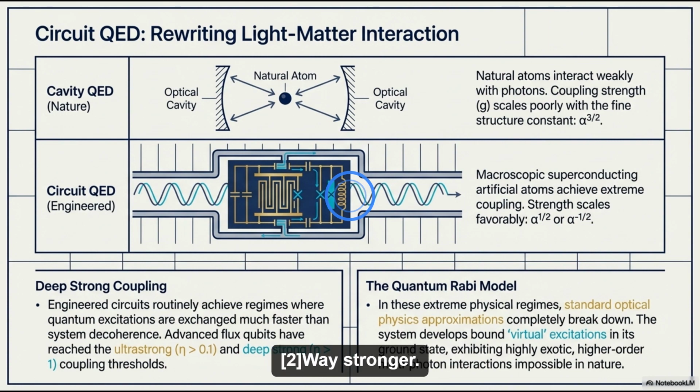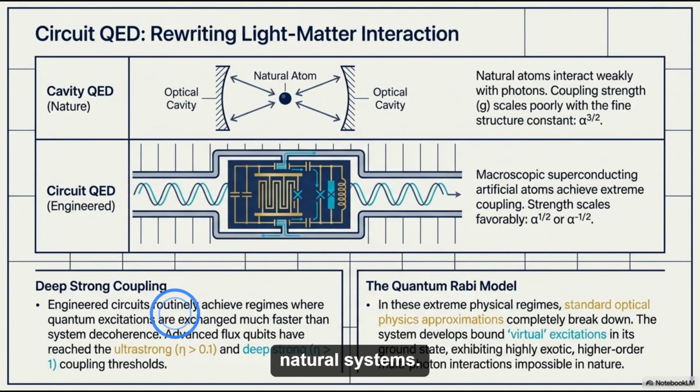Way stronger. We can reach ultra-strong and even deep-strong coupling regimes, where excitations get swapped faster than decoherence sets in. And that changes the physics. Completely. Standard optical approximations just break down. What happens instead? You get bound virtual excitations in the ground state, exotic multi-photon interactions that literally don't exist in natural systems.